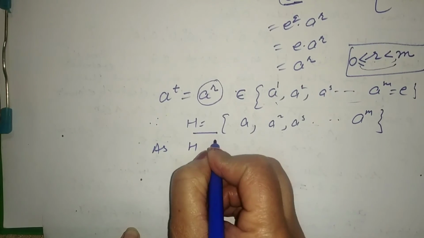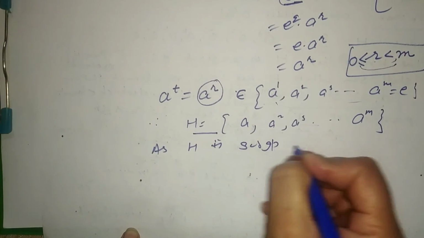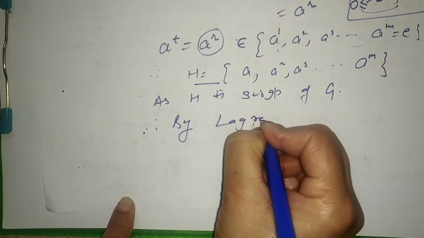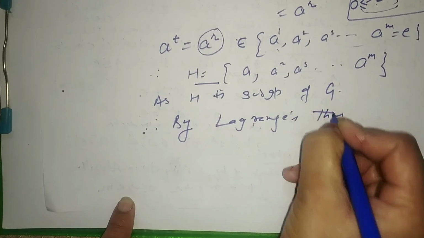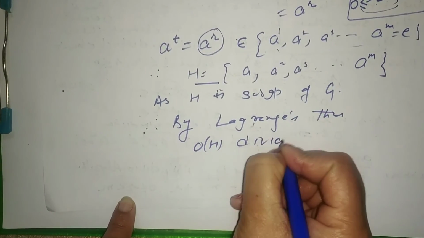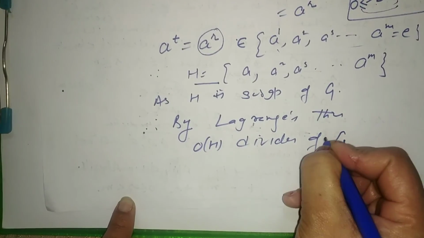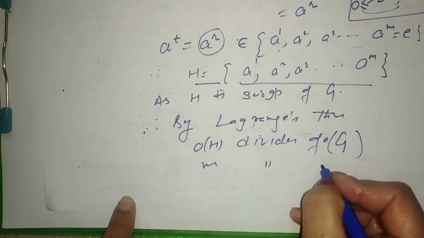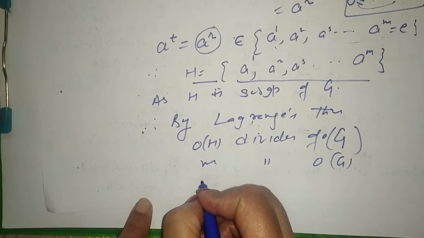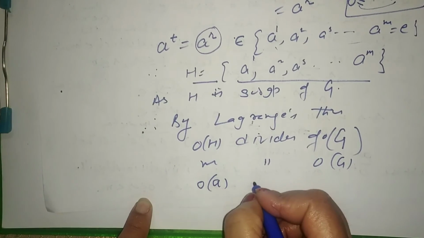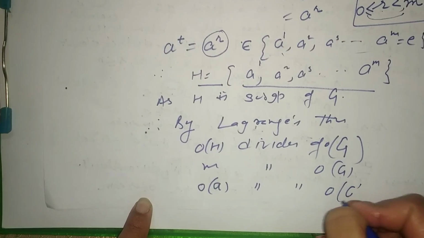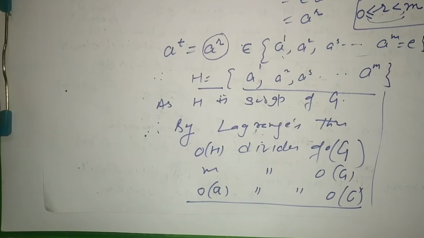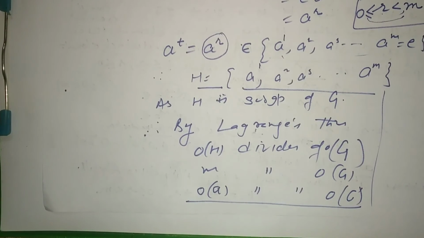So all these powers are the elements of H. So H is a subgroup of G. As H is a subgroup of G, therefore by Lagrange's theorem, order of H divides order of G. And what is the order of H? How many elements does it have? m. So m divides order of G. And what is m? In the starting we have taken m as the order of a. So order of a divides order of G. It means the order of every element divides the order of the finite group in which it lies.